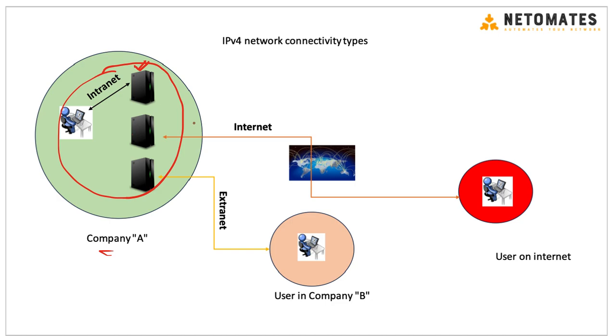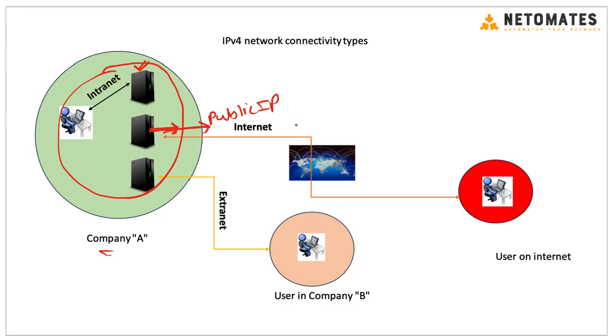Suppose you have another server and you want to open it for anybody on the internet. In this case, anyone who has an internet connection should be able to reach this server, because you are providing your services through this website. So in this scenario, the company has to have internet connectivity, and the server has to have a public IP address.